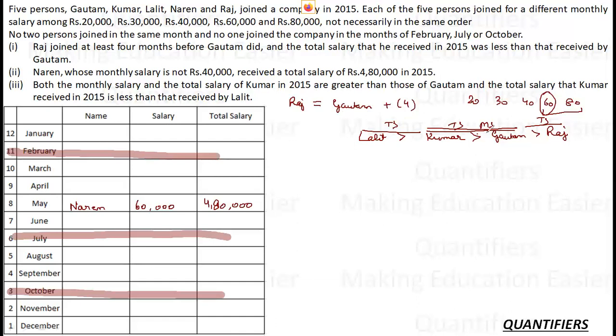So what is the salary that Gautam can draw? Can I say Gautam's salary cannot be 80,000 because Kumar की salary गौतम से ज़्यादा है. So Gautam's salary can be 40 or 30. गौतम सैलरी की दो पॉसिबिलिटी है, गौतम कैन ड्रॉ सैलरी ऑफ 40,000 और 30,000.